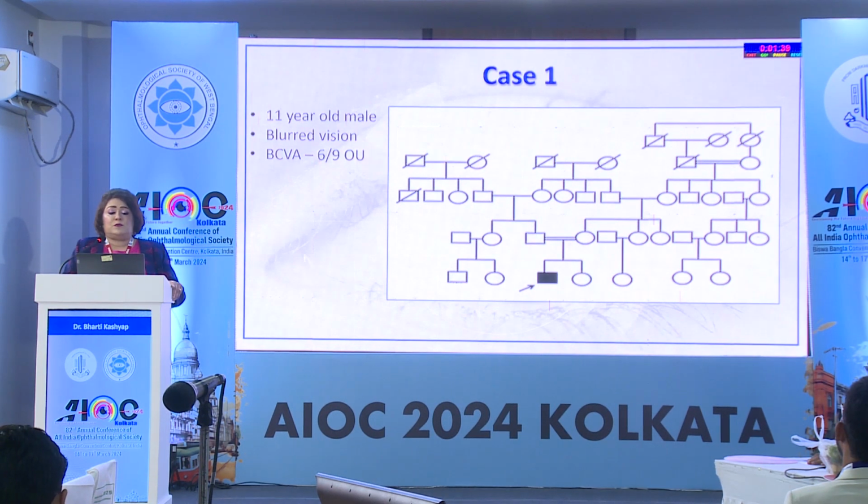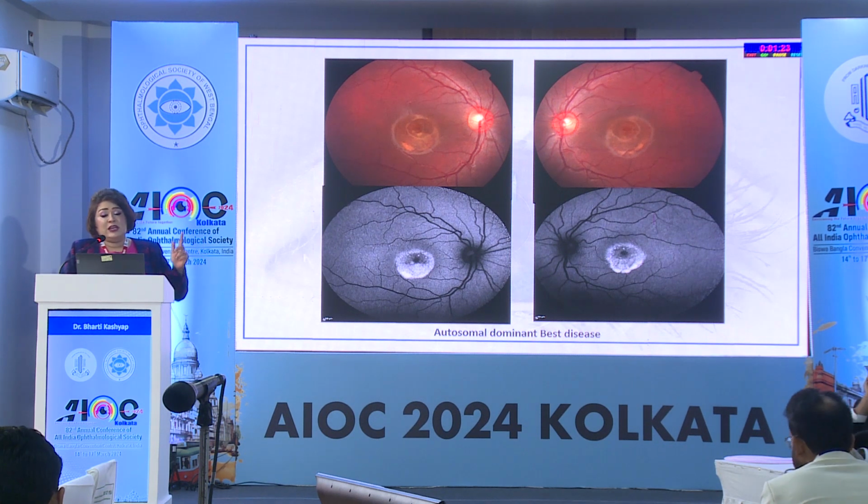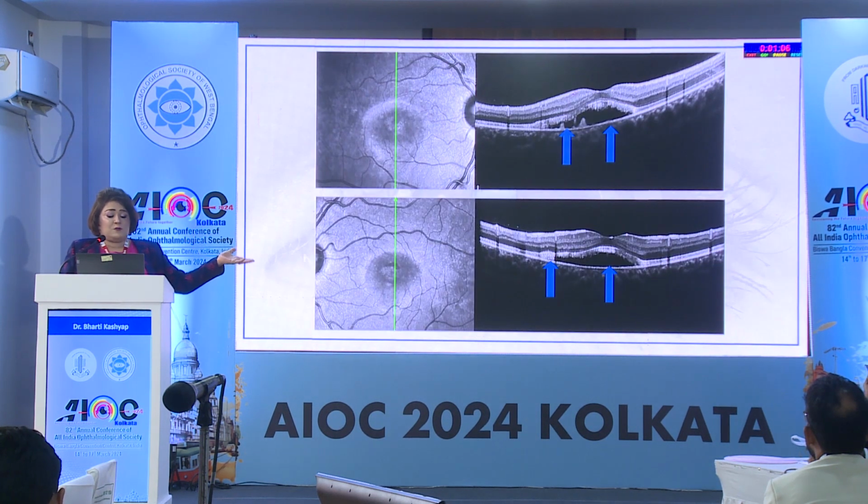This is one case of Best disease, autosomal dominant, an 11-year-old male, blurred vision, BCVA 6/9. You can see the fundus picture, you can see the vitelliform lesion, and you can see it in autofluorescence. But if you cannot see a vitelliform lesion and the fundus looks normal, then fundus autofluorescence also helps, and this abnormality in autofluorescence will be there even in the absence of an abnormal looking fundus.